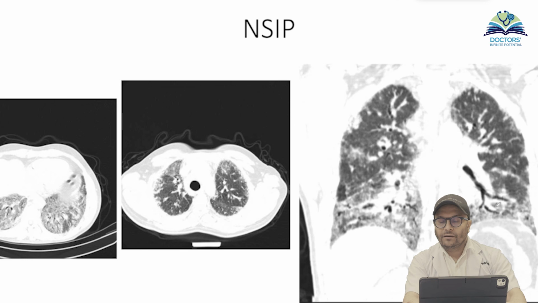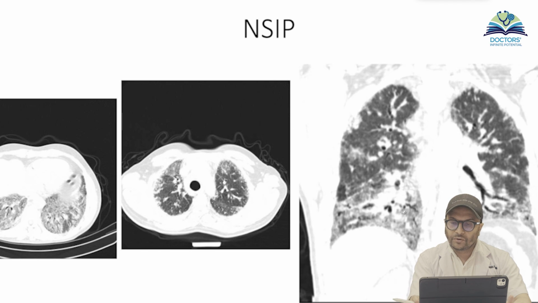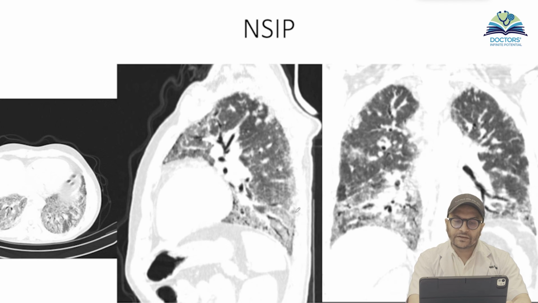This is the coronal image showing traction bronchiectasis, ground glass opacities almost diffusely involving the lung, more severely in bilateral lower lobes. And this is the sagittal image of the same patient showing traction bronchiectasis, diffuse ground glass opacities, and reticulation.